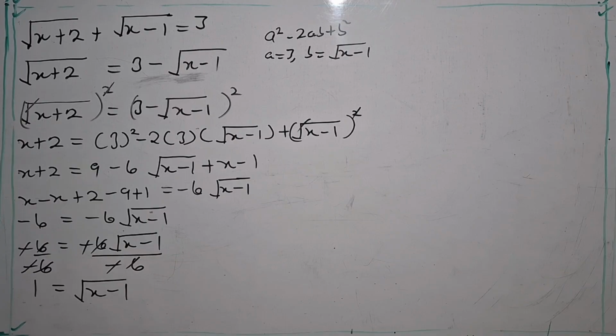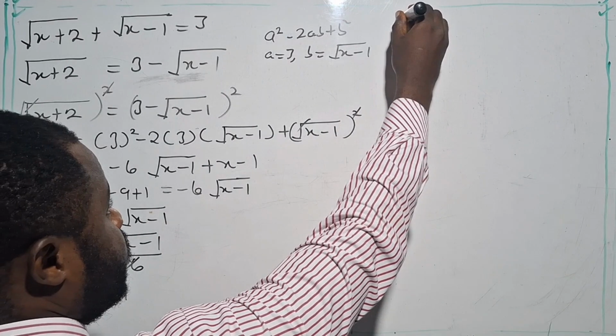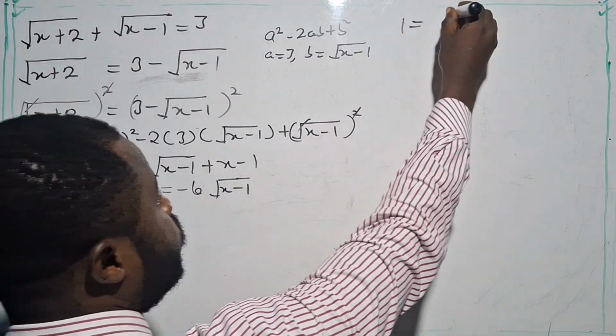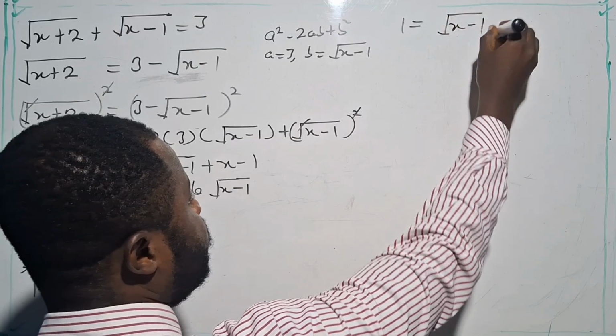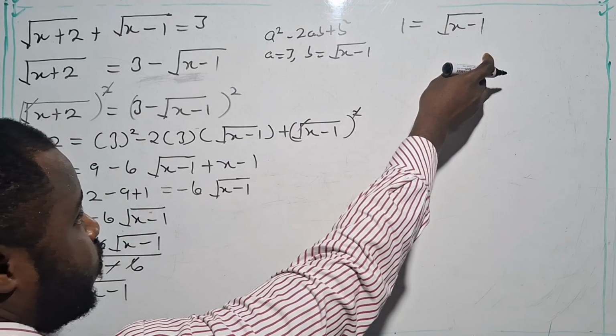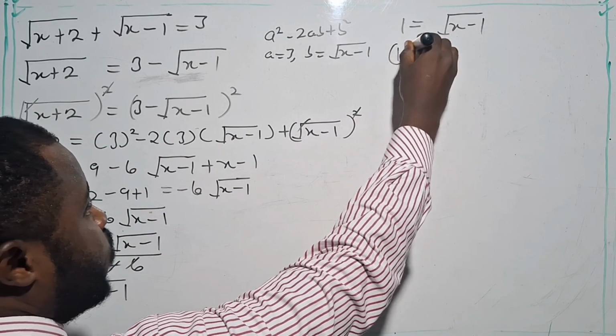So follow closely. So now I have 1 is equal to the square root of x minus 1. So where I've arrived, what do I have to do? I have to square both sides.